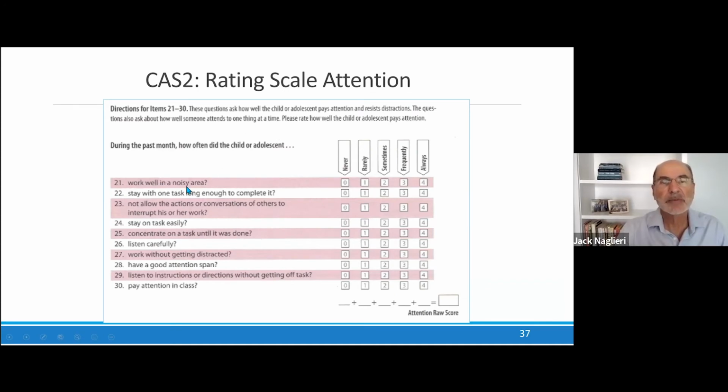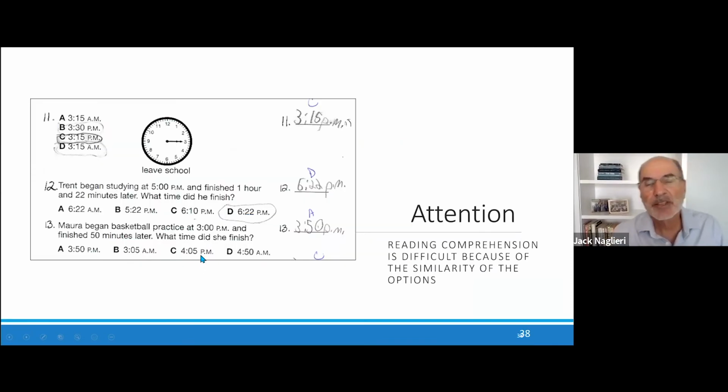And the kind of behaviors that we see in the classroom, getting off task, listening carefully, having a good attention span, those kinds of things. But here's the interesting thing. Actually, this is Jack Jr.'s homework. I was checking it one night after dinner, and I glanced at the first problem and saw that Jack chose option D, and I said, Jack, the answer is A, 6:22. And Jack said to me, no, Dad, it's D, 6:22 p.m., not 6:22 a.m. And I thought, after dinner, too many glasses of Chianti. My attention was off.